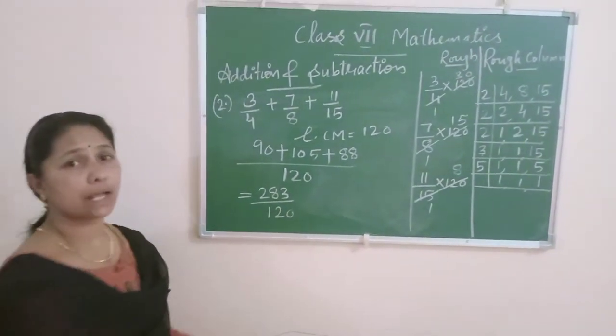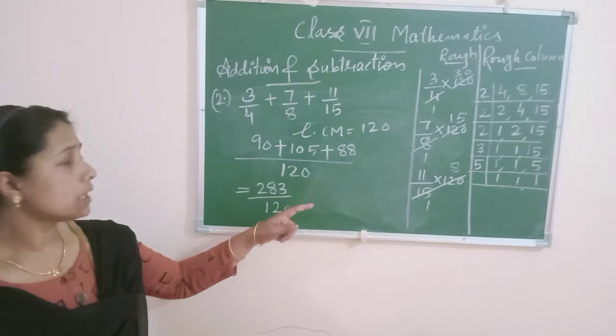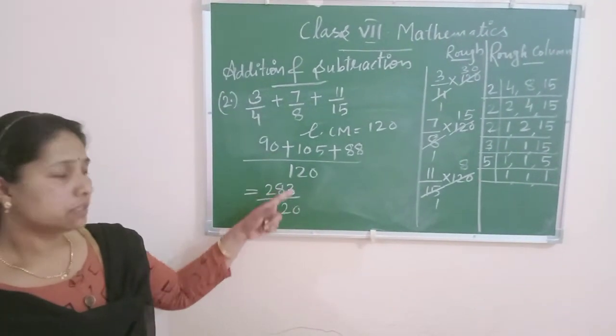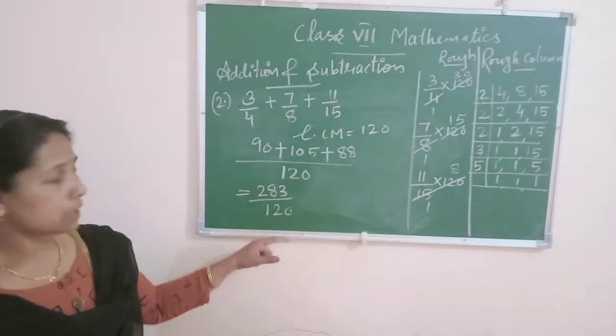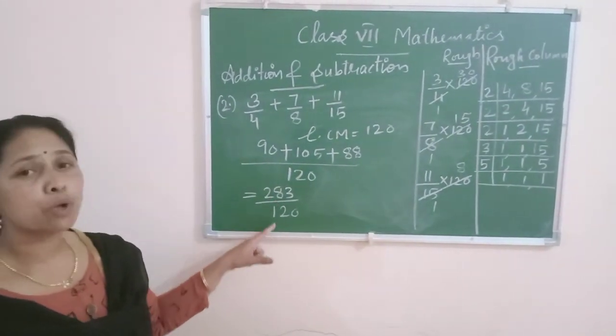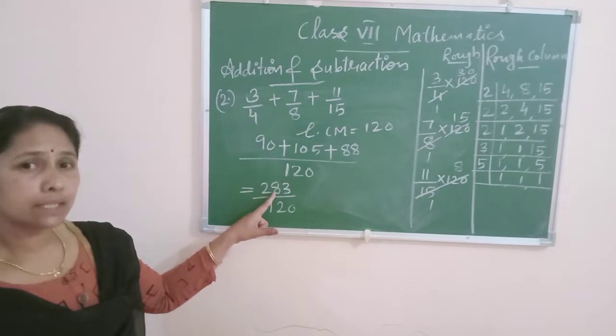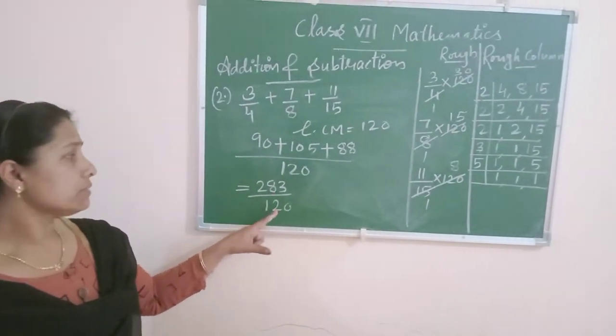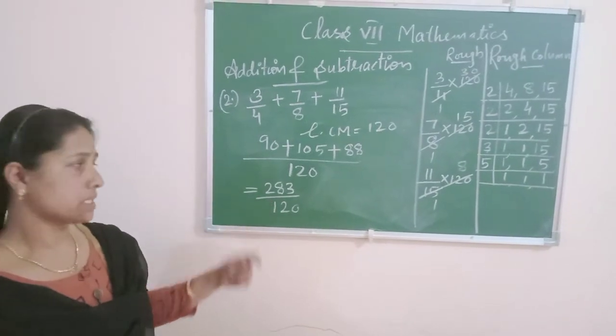After getting the answer, as I already said in the first example, you have to check whether your answer is improper, convert it into mixed, and if it is possible to reduce, do that also. Here this answer is an improper fraction. Numerator 283 is greater than 120. That's why we have to convert it into a mixed fraction.